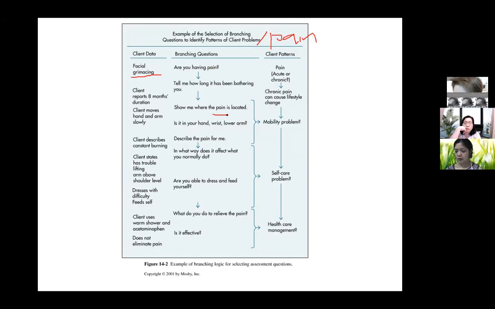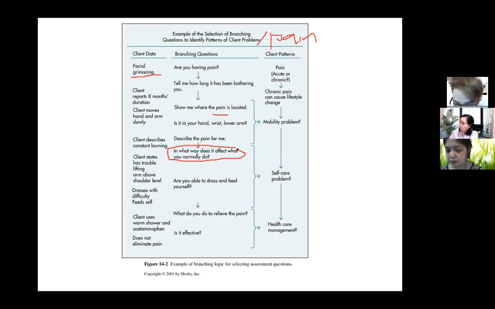Okay, baka naman kasi ang pain niya is due to post-operative site. Okay? O baka naman yung pain niya due to injury. Okay? Then is it your hand, wrist, or lower arm? Okay? Then describe the pain for me. When you say describe the pain, nagra-radiate ba? Okay? Or centered ba? Or focal lang ba? Okay? Or centralized lang ba? Okay? Then in what way does it affect you normally? Okay? So why do you need to ask this question? Because gusto mo malaman how the complaint of your patient affects his or her daily living.